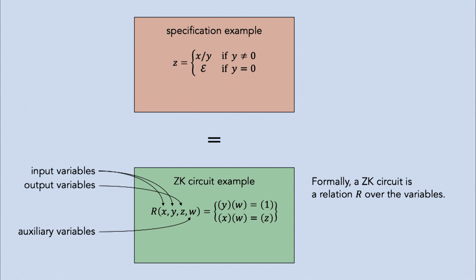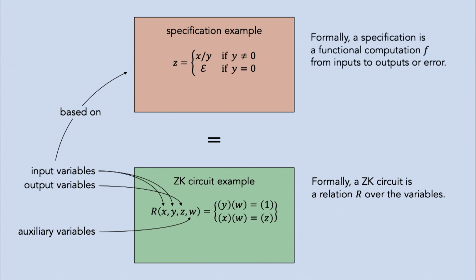It's very important. So the characterization is based on the specification, not on the circuit. The circuit just has variables. They're all equal, all the same. But when you relate that to a specification, then they take on these roles of inputs, outputs, and auxiliary. Let's look at the specification. What is it in general? We can say it's a functional computation, let's call it F, from inputs to outputs or error.